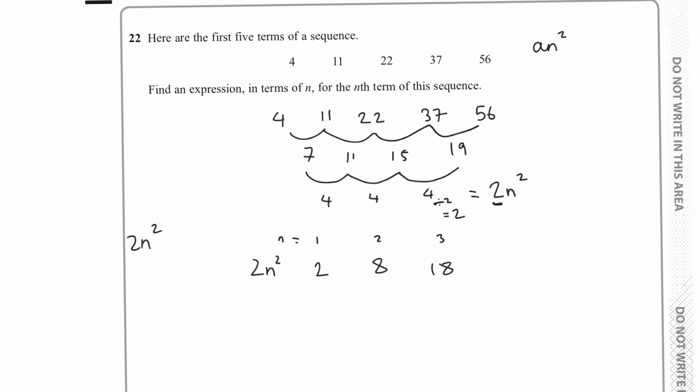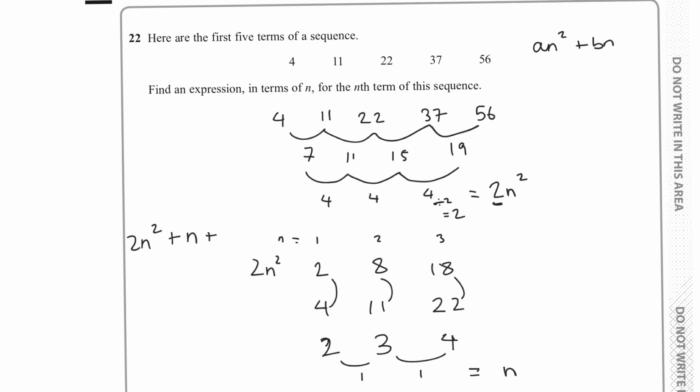Because the numbers that we have in our sequence are 4, 11, and 22, if we work out the difference between all these numbers, you would end up with 2, 3, and 4. So we've still got a difference of 1. Working out the difference between them, you got a difference of 1, which means it's going to be n. Working out the differences again gives you what your middle part, your bn is, but because it's just 1, it's just going to be n. So far we've got 2n squared plus n plus c.